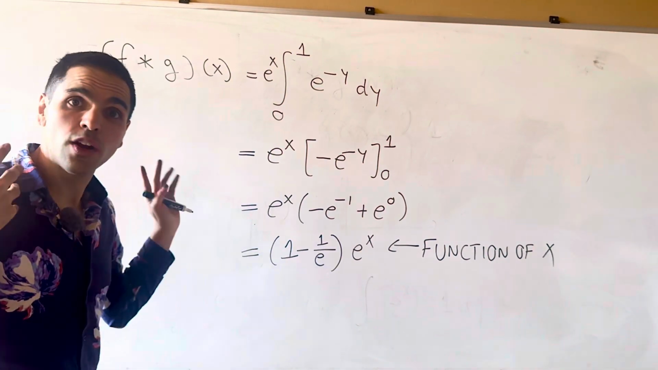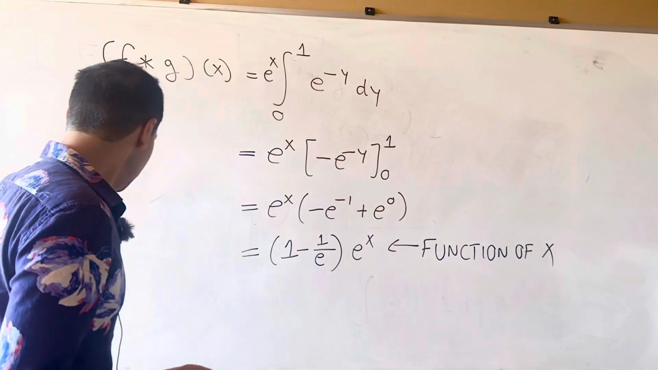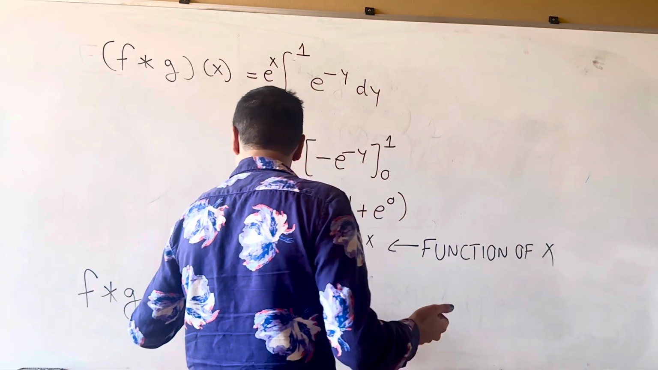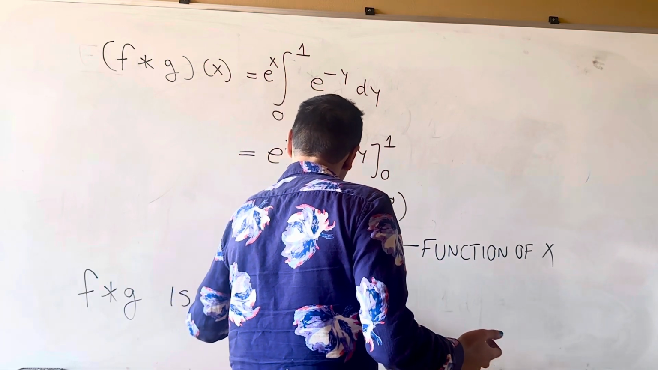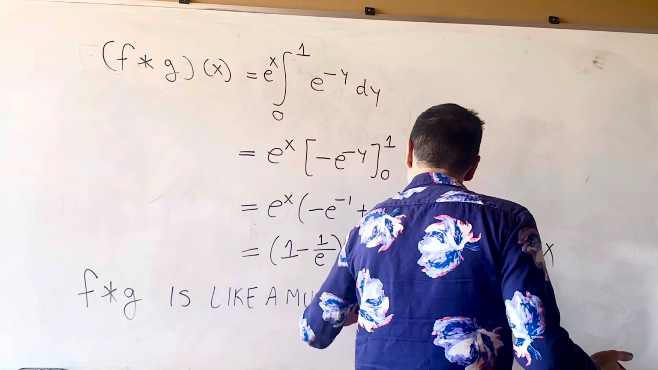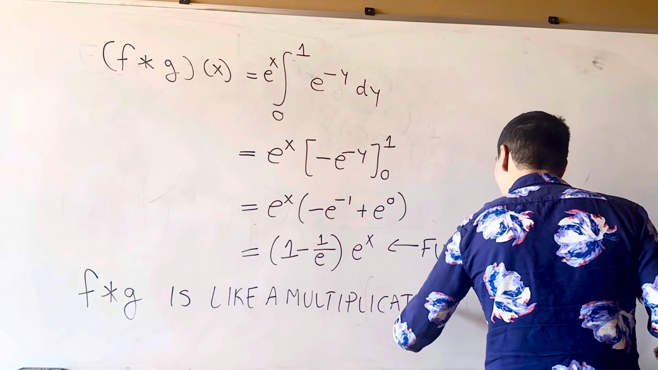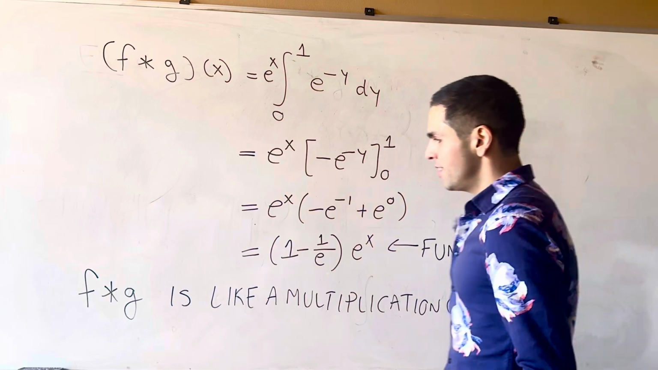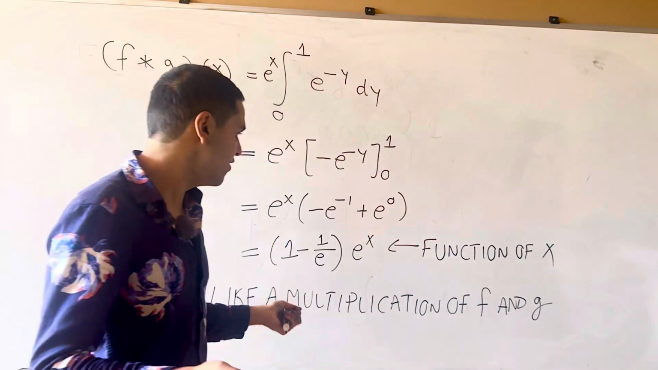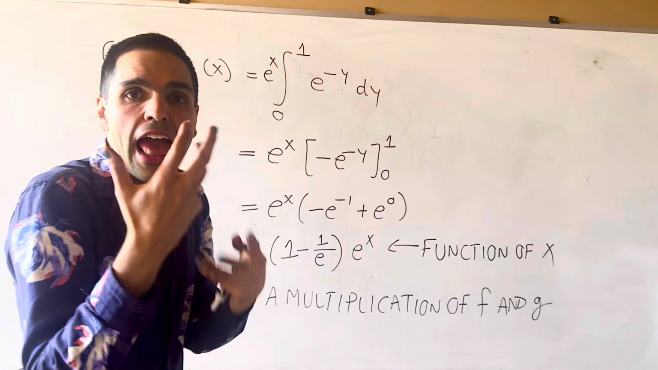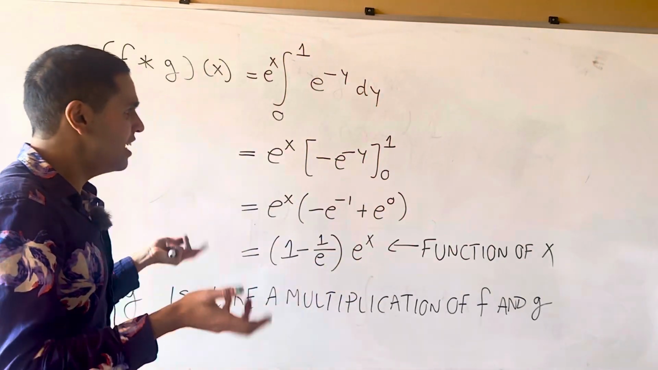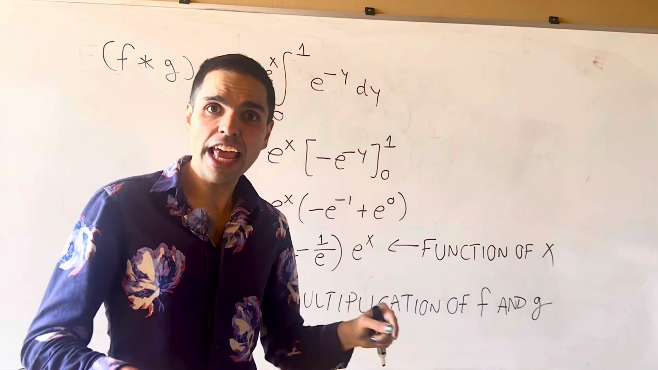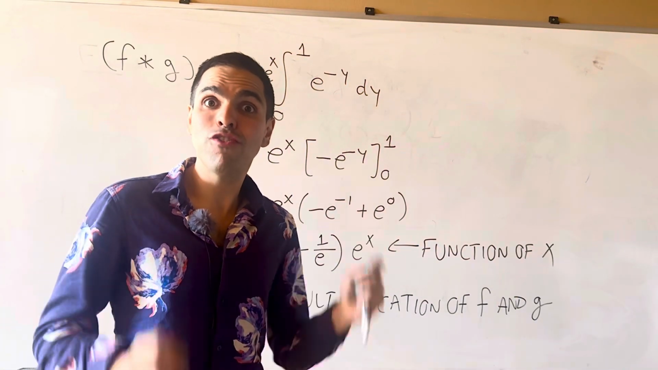And so once again, what is the interpretation? The interpretation is f star g is like a multiplication of f and g. Not like f of x times g of x, but sort of like f times g. And in fact, the cool thing is, it does become multiplication if you think about it in terms of Fourier transforms.